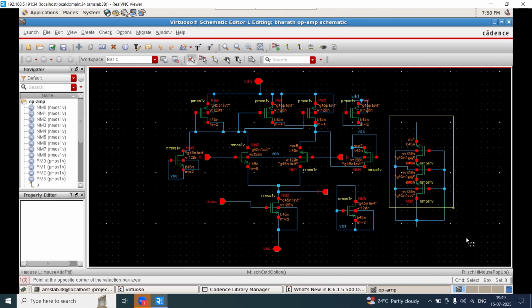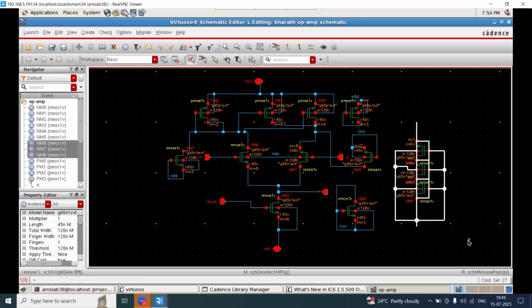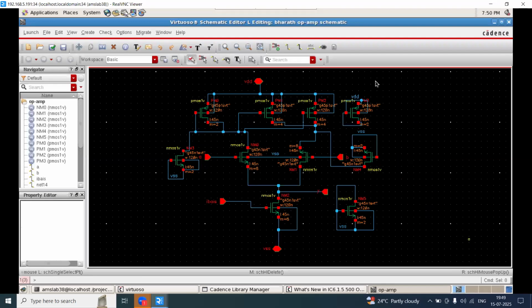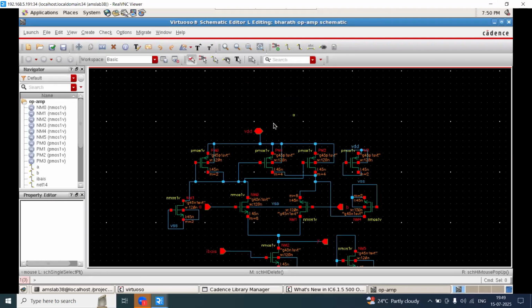Clear? I am deleting this one. Here, when we observe, this is a diode connected device and these two are slave devices. The diode connected device should always be protected. So what we will try to plan is to make it in the center, as per the floor plan.